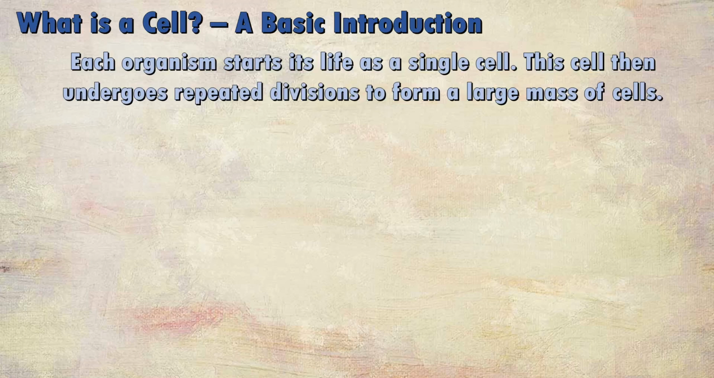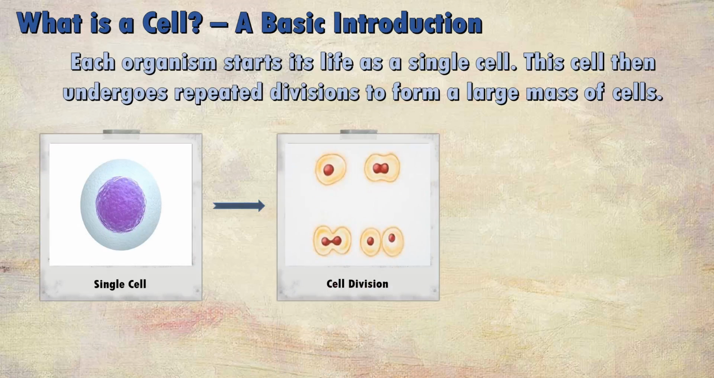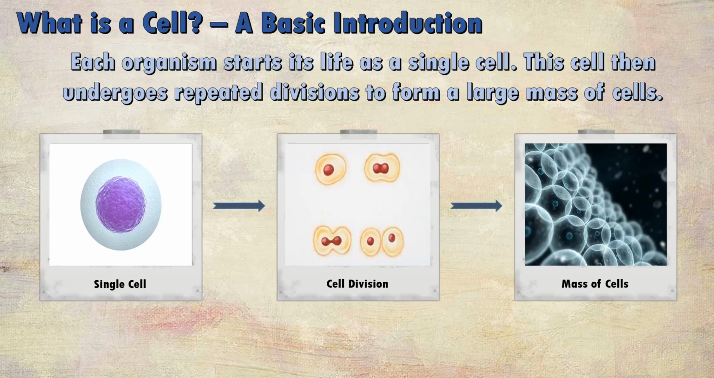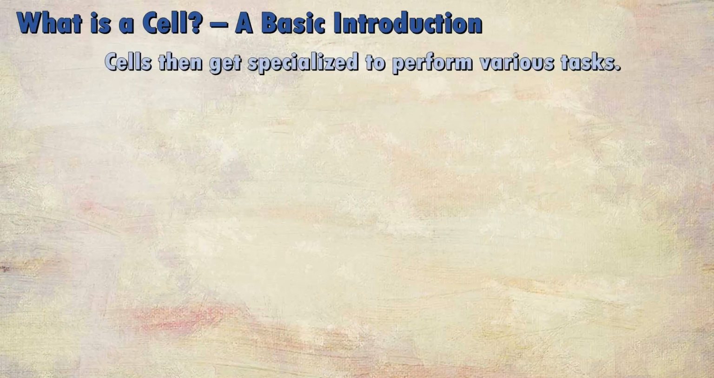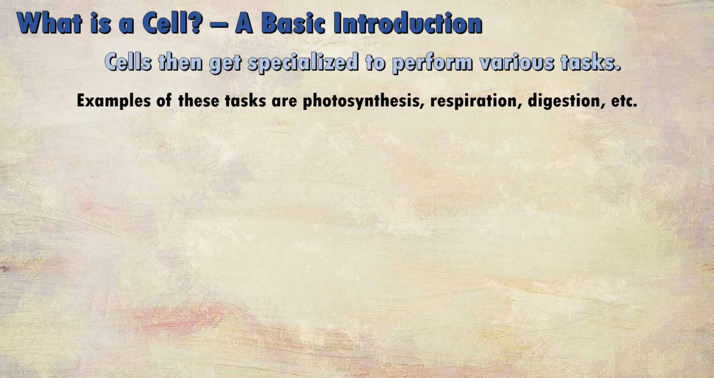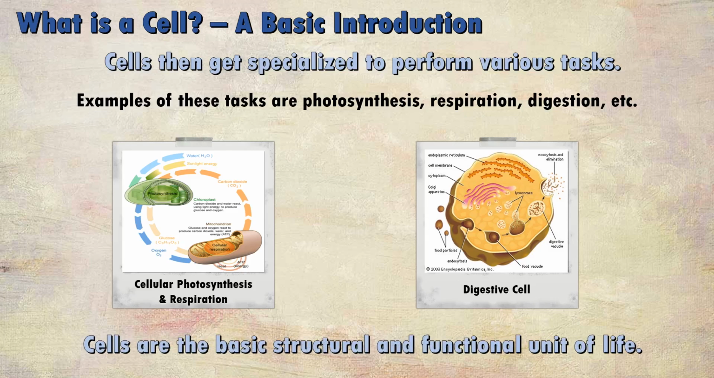So each organism starts its life as a single cell. This cell then undergoes repeated divisions to form a large mass of cells. Therefore, cells are often referred to as the building blocks of life. Cells then get specialized to perform various tasks. Examples of these tasks are photosynthesis, respiration, digestion, etc. And that's why cells are the basic structural and functional unit of life.